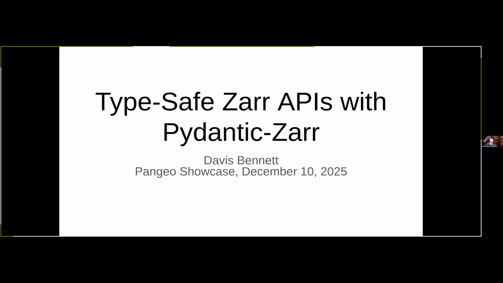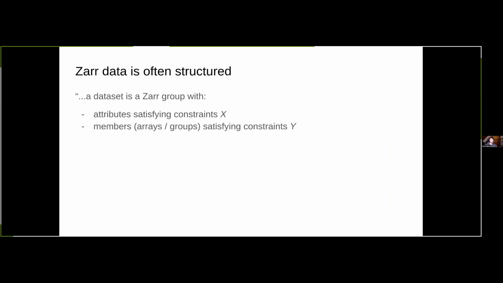And so we work with Zarr data where it often has a structure. What I mean by that is somewhere in the work you're doing with Zarr data, you might come across a sentence like: a dataset, or whatever noun you prefer, is a Zarr group with some attributes that satisfy constraints X, and then members like Zarr groups satisfying some constraints Y. And this is a recursive definition because we have Zarr groups that contain other Zarr groups, and they might have structures at different levels. But this is a reality of working with data and giving data to other people, that you have some idea of rules for the layout of your Zarr data. I think that's pretty common.